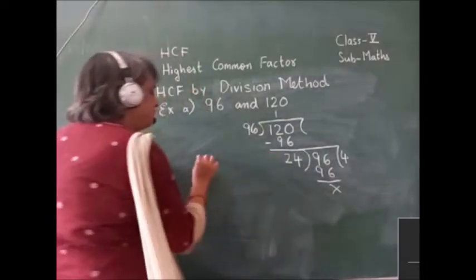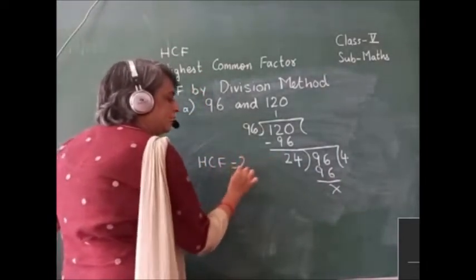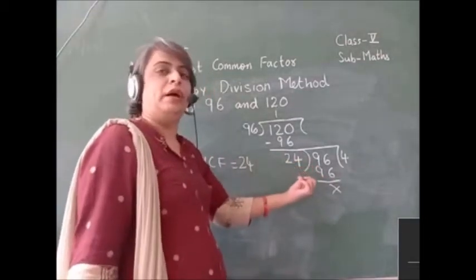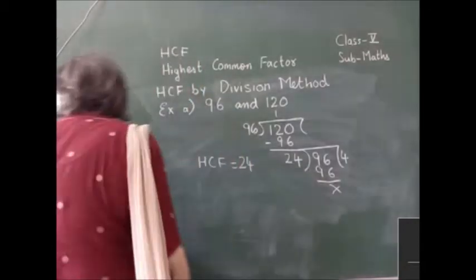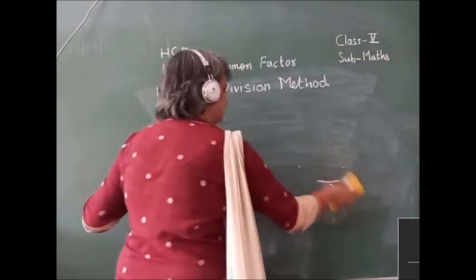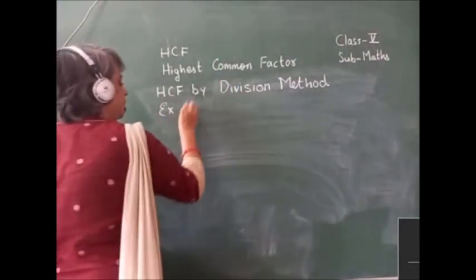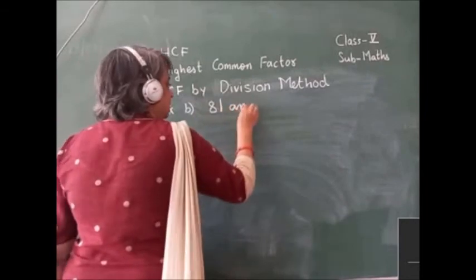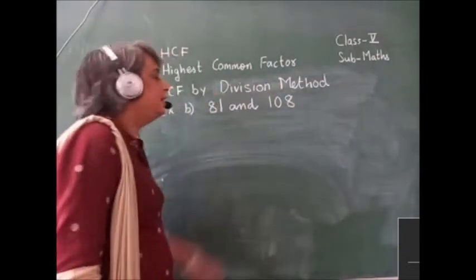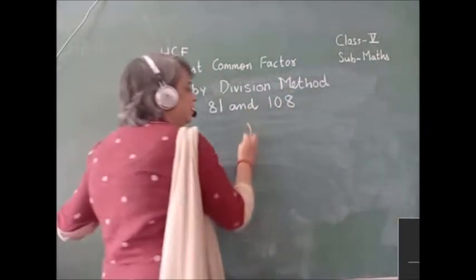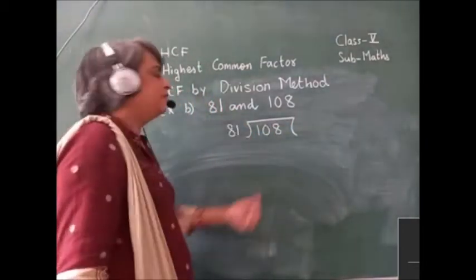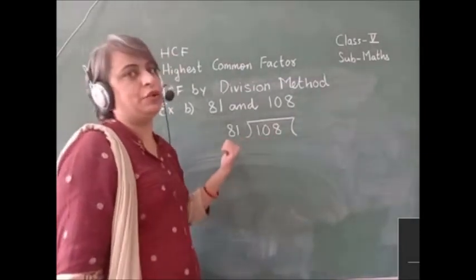So what is the HCF here? HCF is equal to 24. This is the number by which we are not getting any remainder. So this is going to become your HCF. One more example I will tell you. 81 and 108. The bigger number, you are going to write inside and 81 you are going to write outside. 108 is going to become your dividend and this is going to become your divisor.